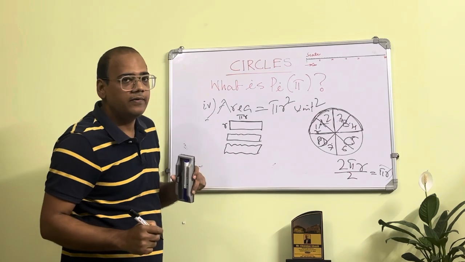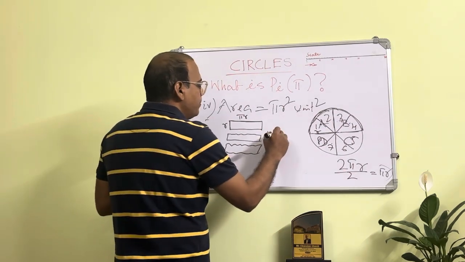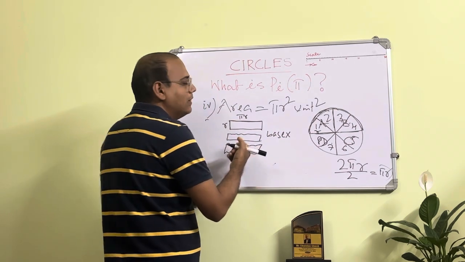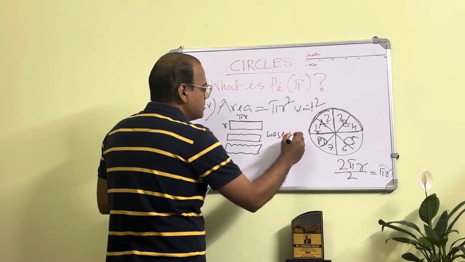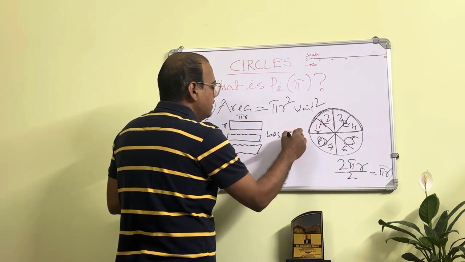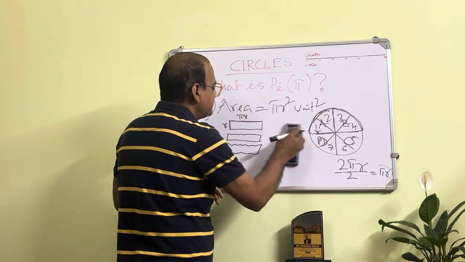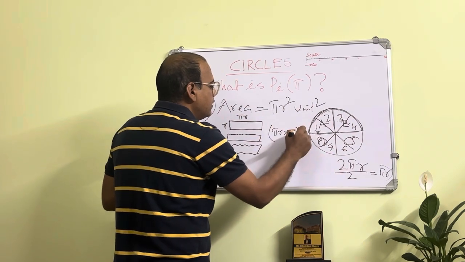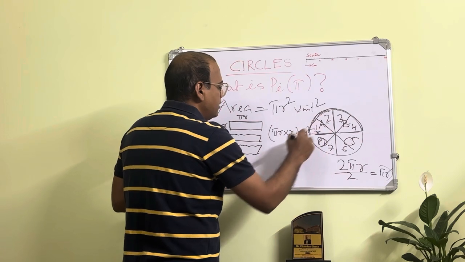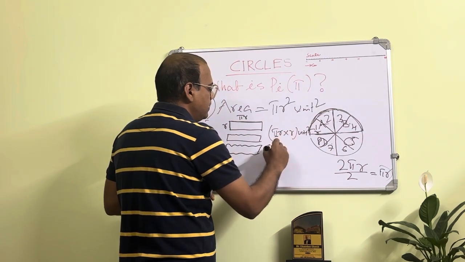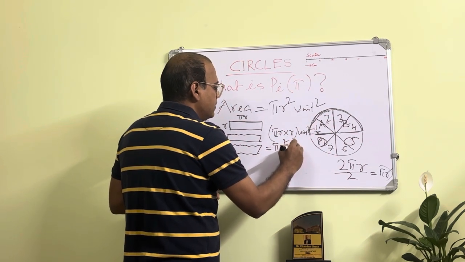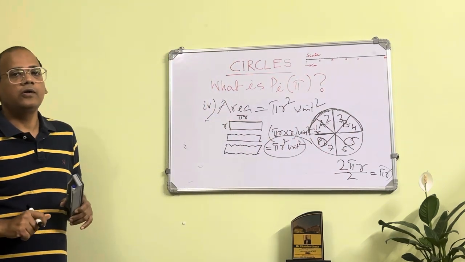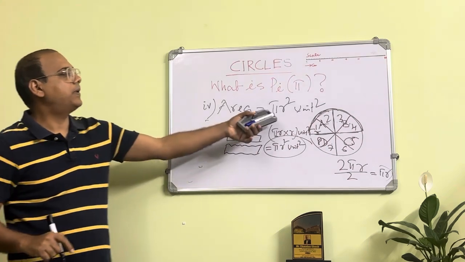And what is the area of a rectangle? We know base multiplied by height, or length multiplied by breadth. So which is pi r into r, square unit, which is pi r square unit. So we got to know how this area is pi r square.